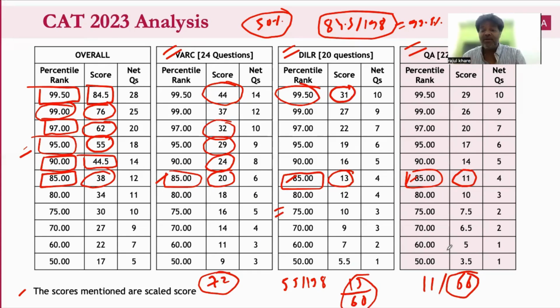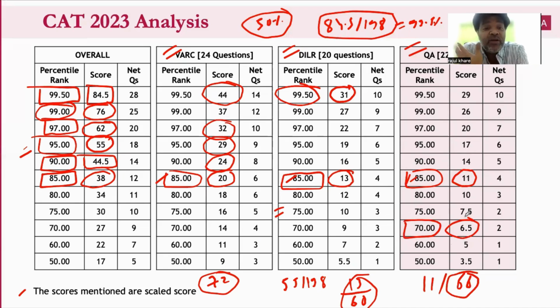If I talk about IIM Ahmedabad, whose sectional cutoff is 70, you are just able to get a 70 percentile in CAT quantitative aptitude at a score of 6.5. Roughly, it means only 2 questions correct. Okay, so that's what I wanted to discuss about the CAT cutoff.